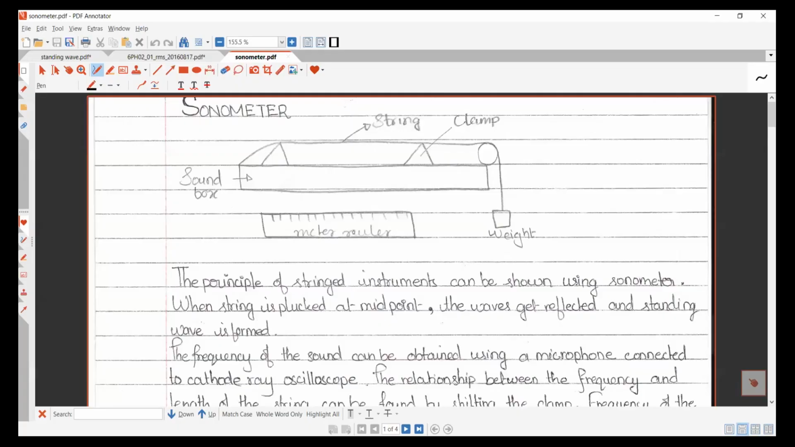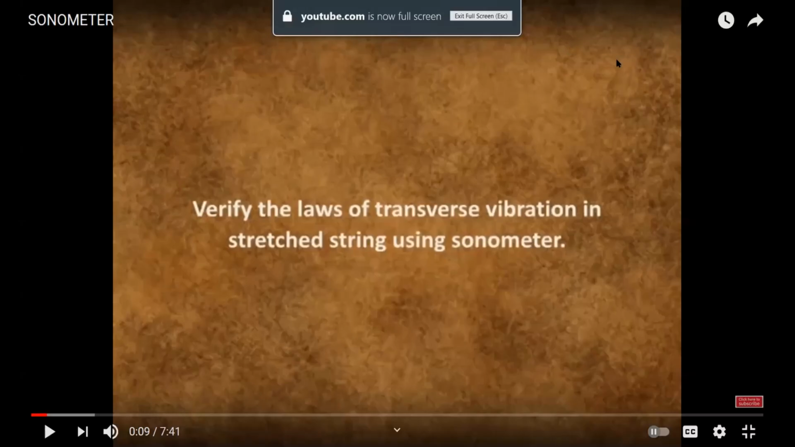So let me show you how a sonometer looks. First of all, how does a sonometer look? I can say it's a box. On top of the box you have strings, and you pluck the string and it produces a sound. That is a very minimalistic explanation I can give you, but let me pause the video and search for it on YouTube.